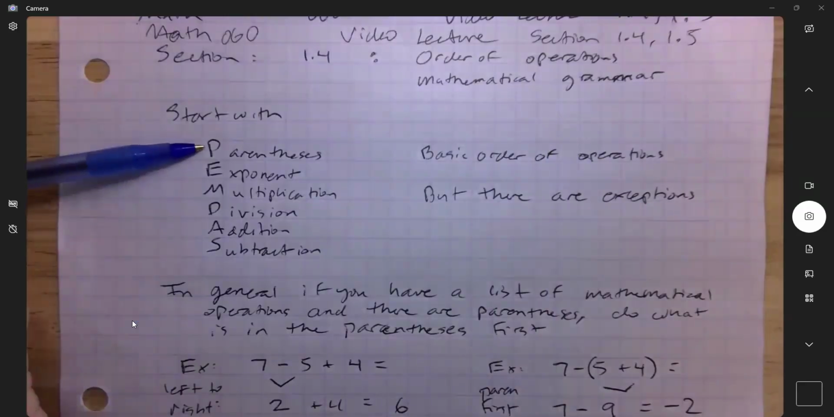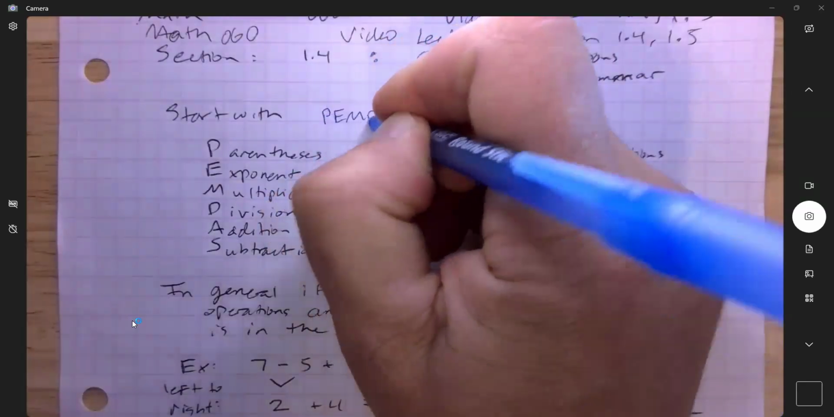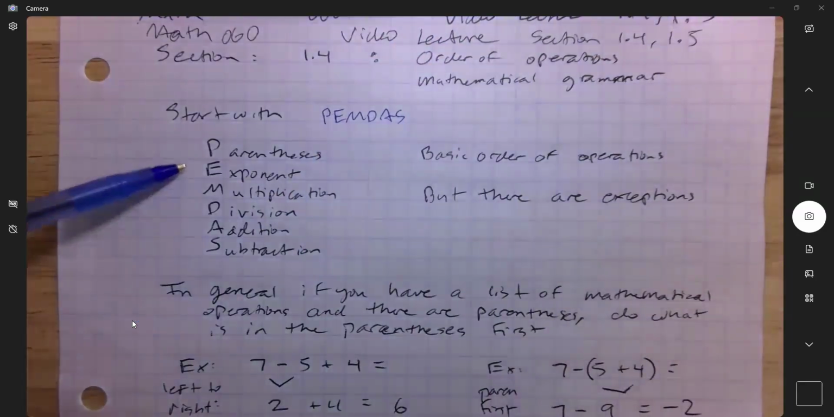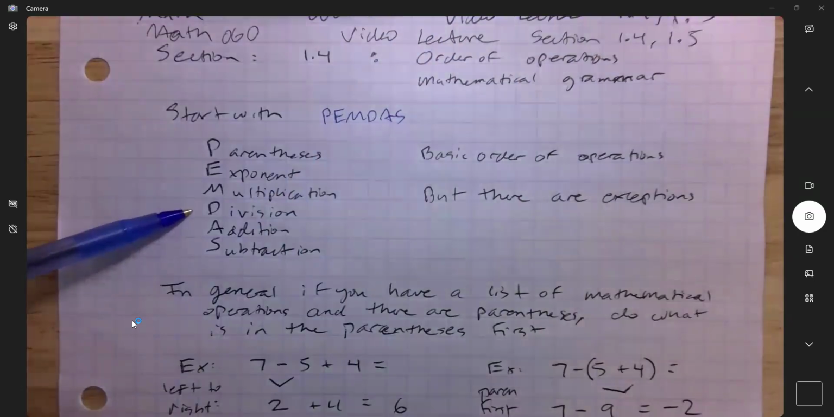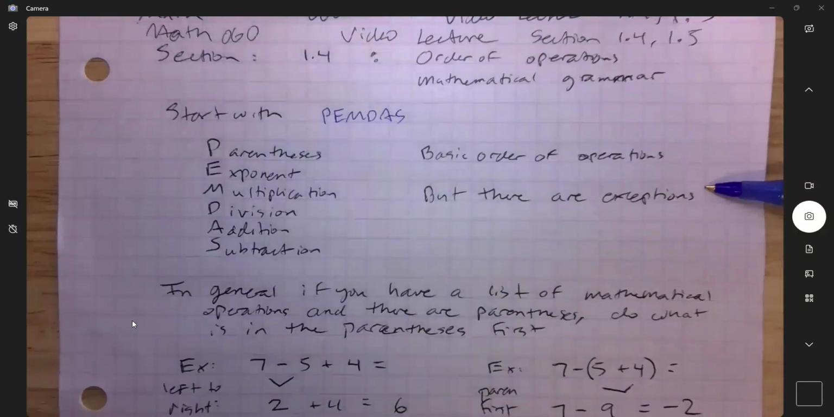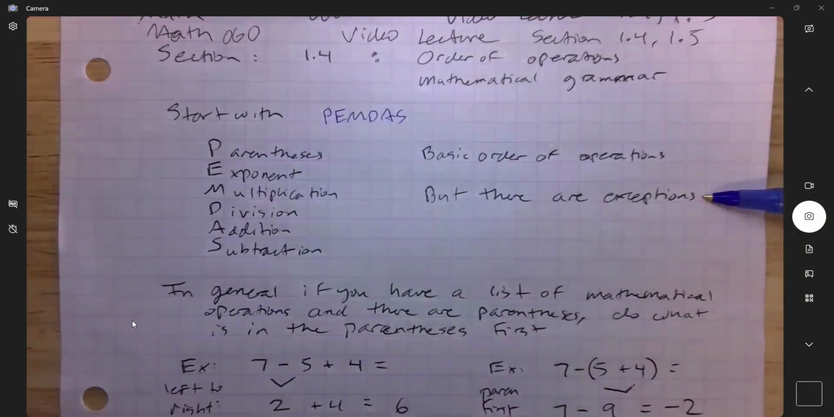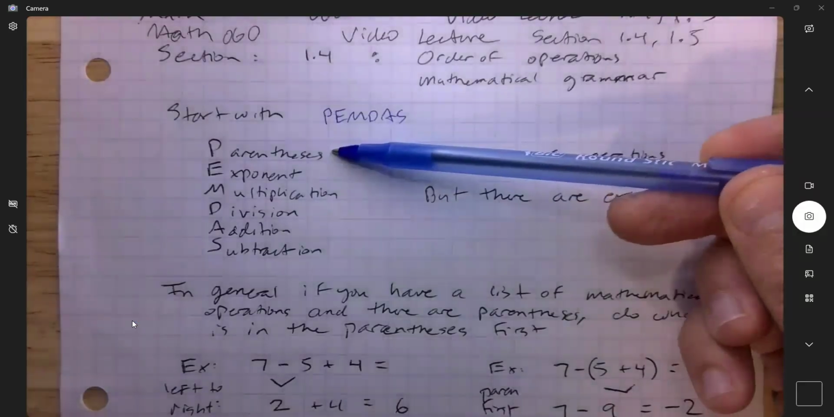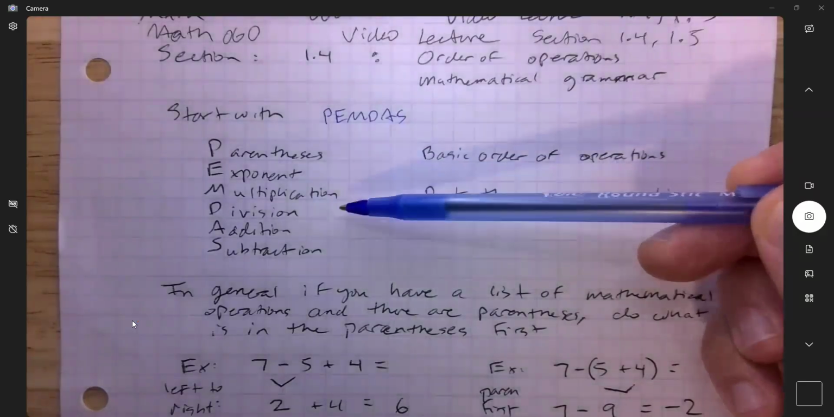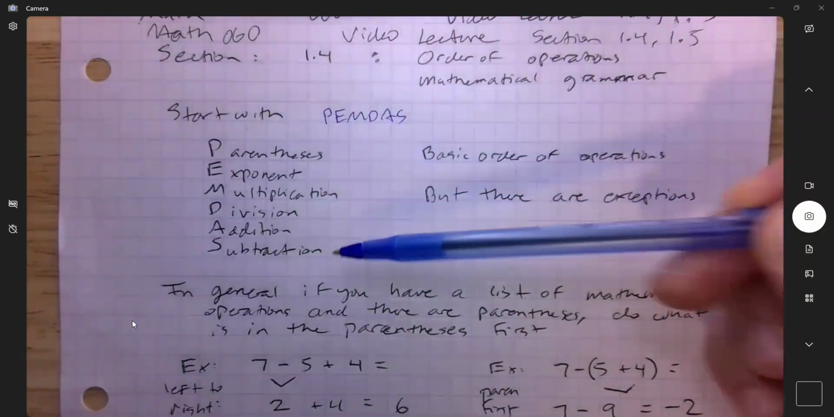If you've never seen this acronym before, PEMDAS, this is our order of operations acronym, and it stands for parentheses, exponent, multiplication, division, addition, and subtraction. This is our basic order of operations, but there are exceptions, and I'm going to spend a fair amount of time talking about what the exceptions are, because other than the exceptions, it's pretty straightforward. You do things in parentheses first, then you take care of any exponent arithmetic, then multiplication and division, and then addition and subtraction.